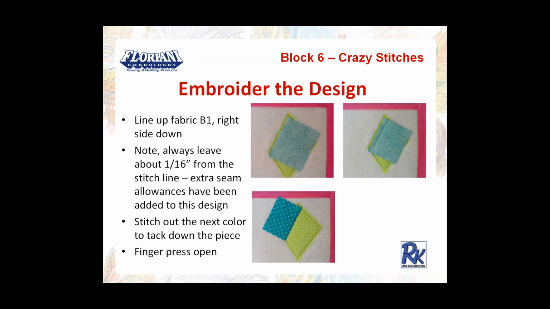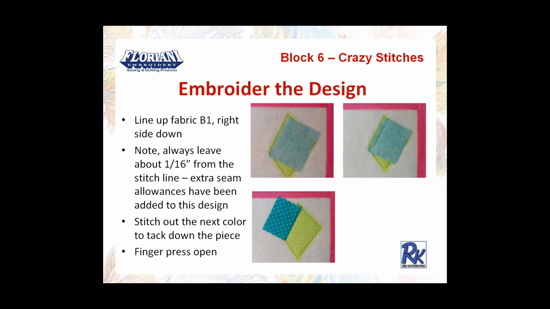Next, you want to line up fabric B1 right side down along the first set of stitches like you see in the photograph here. You should always leave about a 1/16 of an inch away from that stitch line. We've allowed some extra seam allowance in the cutting of the fabric to allow for that. So you want to move it just a little tiny bit in and then stitch out the next color.